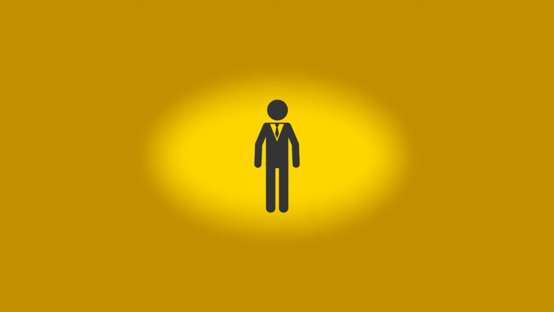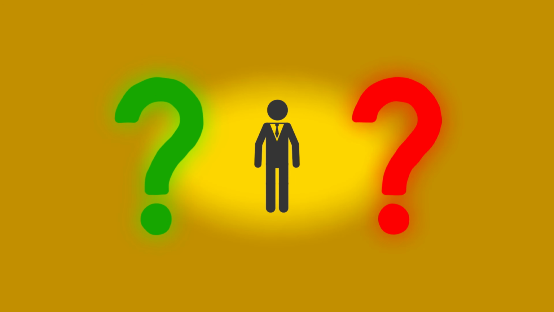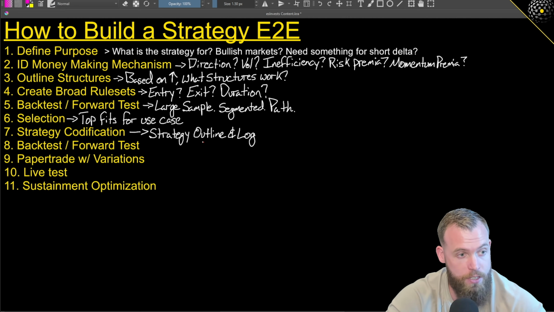You're going to be taking a bunch of guesses. Some of them might be good, some of them might not be good. That's okay, that's part of the process. But what we need to do is track them. So we use things like strategy outlines and trading logs.